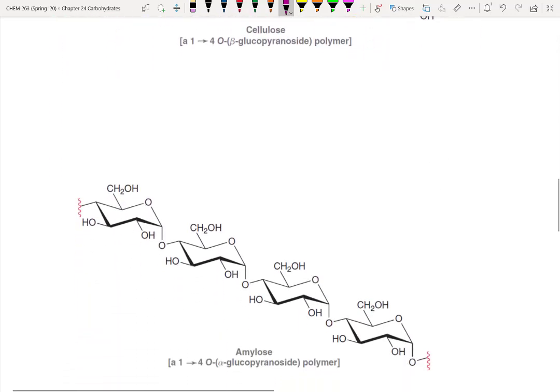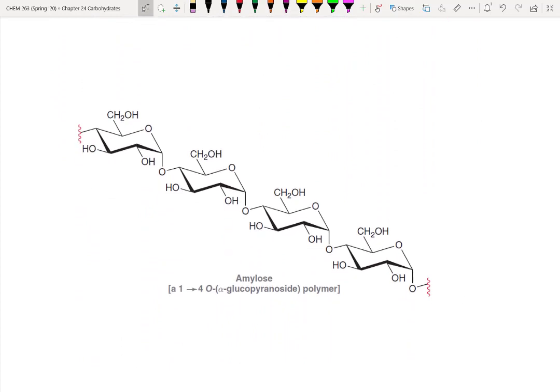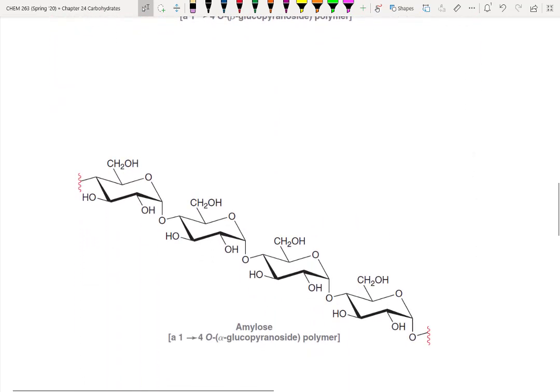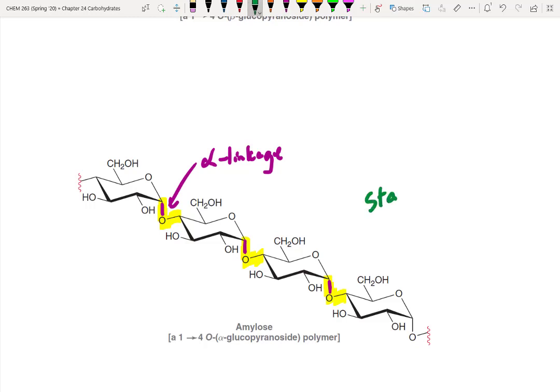If we go down and we look at this next one, this is amylose. Again, this is a carbohydrate that's made up of glucose monomers. So it looks a heck of a lot like cellulose. But the only difference in this case is that the glycosidic bond between the glucose monomers is now all axial. So this is an alpha linkage. And plants make these too. This is also known as starch.